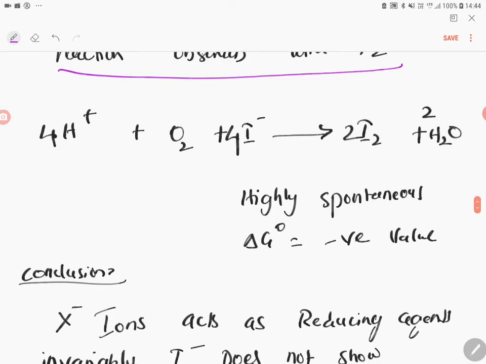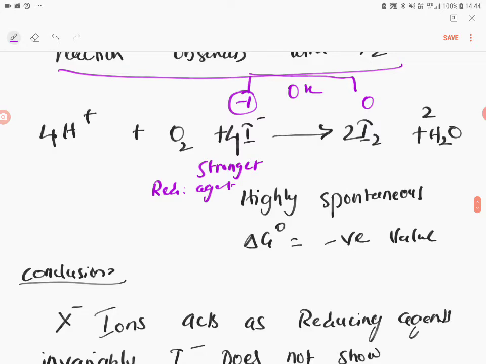And it is a great proof that I minus is a stronger reducing agent, as it gets oxidized from -1 state to 0 state. So here there is an increase of oxidation state, therefore it is oxidation. And also oxygen gets reduced from 0 to -2 oxidation state, therefore this is reduction.